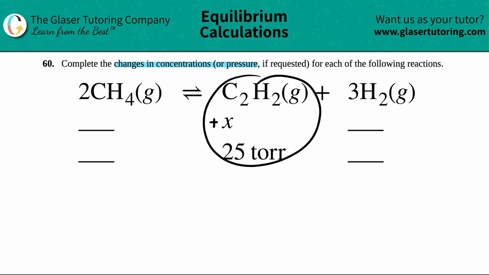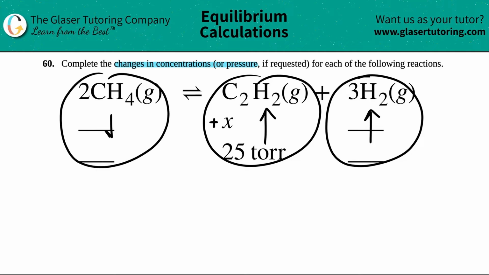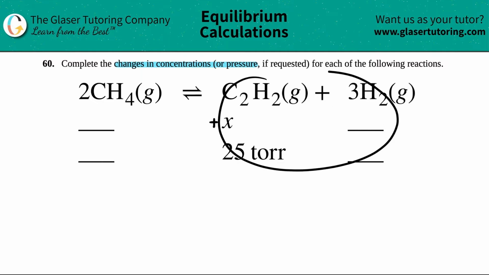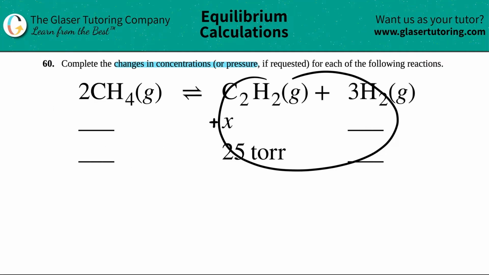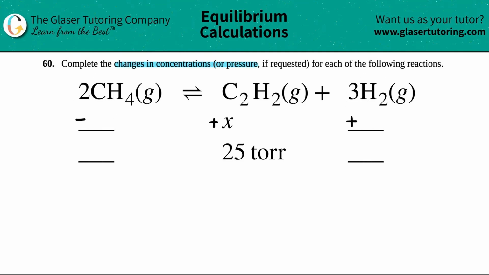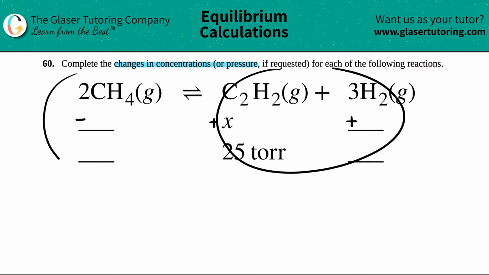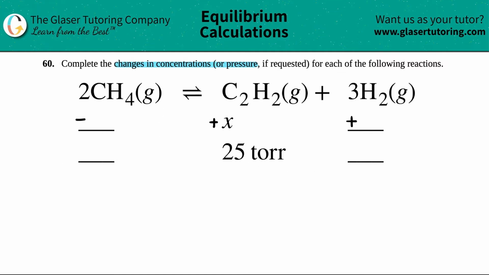So if one product is increasing, that means that the other product also has to be increasing. And then in turn, the reactants have to be decreasing. So that's the thing, guys. If you see that one side is increasing, the other side has to be doing the opposite, decreasing, and then vice versa, right? So I know that the H2 has to be a plus, and the CH4 has to be a minus. This side is increasing and this side is decreasing. But now by how much?